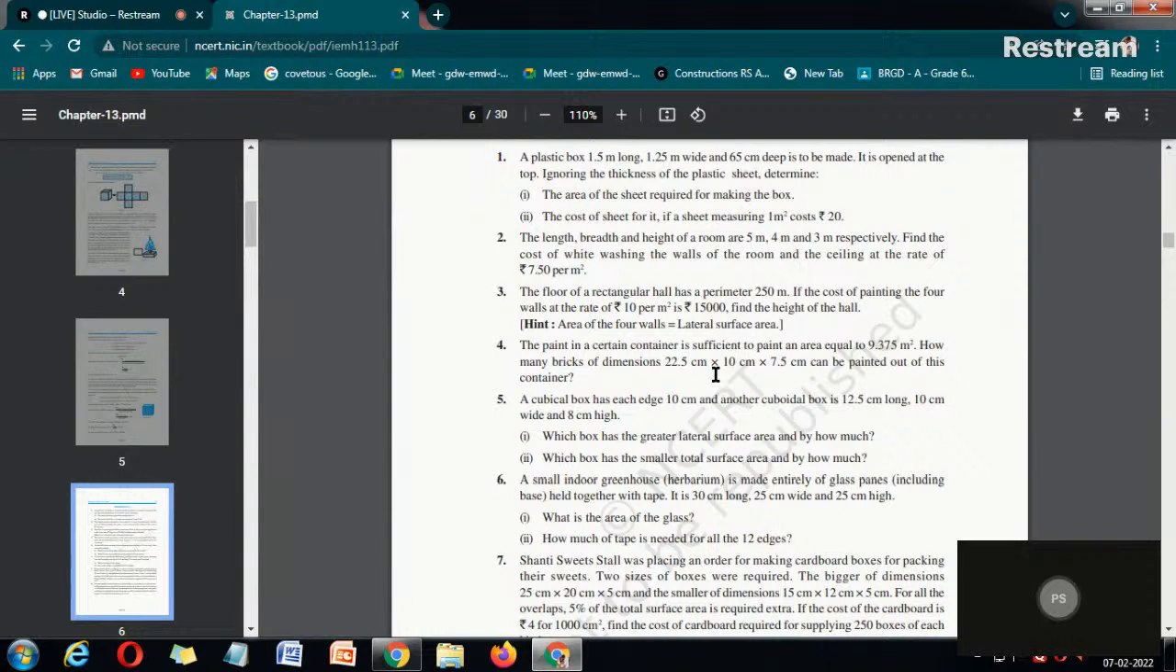Here the cuboid is more by 10. Clear? Fifth question is done.